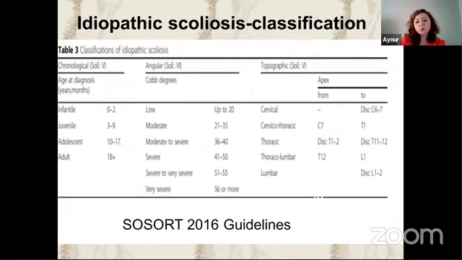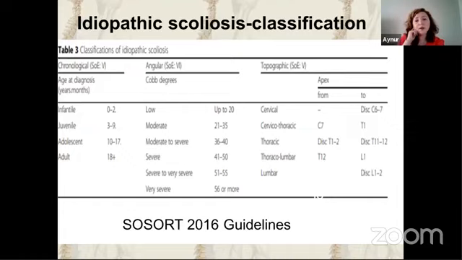According to the SOSORT 2016 guidelines, they classify idiopathic scoliosis into 3 groups according to chronological age, angular degree, and topographic degree. We have already discussed the classification according to age. According to the Cobb degrees, we can say low up to 20, moderate 21-35, moderate to severe 36-40, severe 41-50, severe to very severe 51-55, very severe 56 or more.